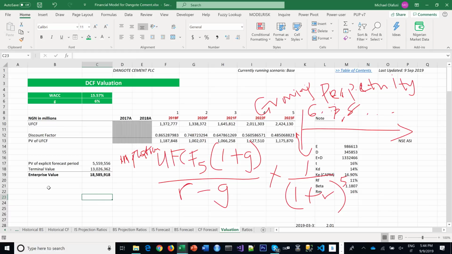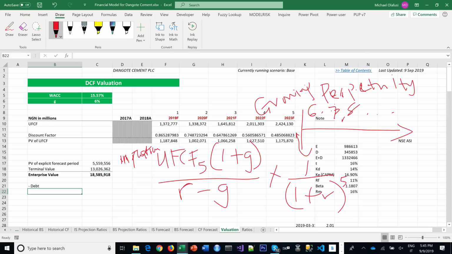What if I need to get the equity value? If I need to get the equity value, then I will need to take out the financial liabilities, take out the debts, what is due to the lenders, because enterprise value means, let me just quickly show us.